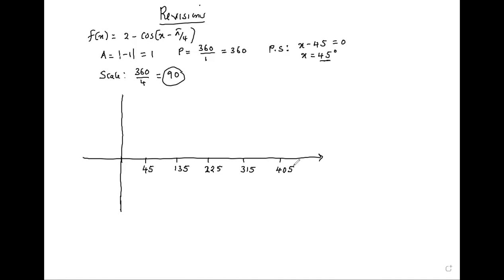So we just needed 4 more angles. And this is cos, so we just substitute the first 3. When I substitute 45 here, we'll have 2 minus cos 45 minus 45, which is going to be 2 minus cos 0. And cos 0 is 1. So we get 1. So again, 45 gives us 1.